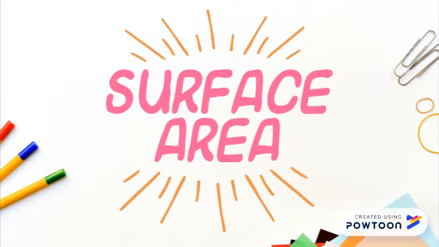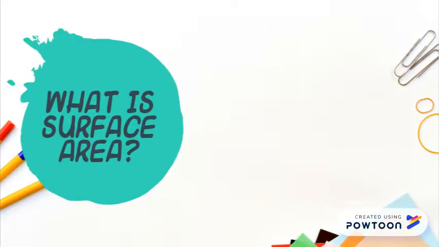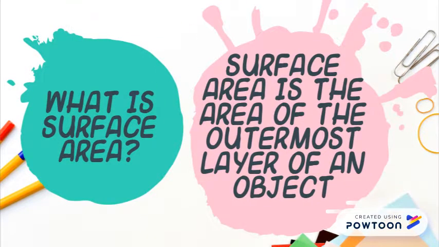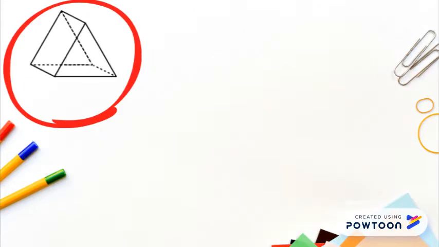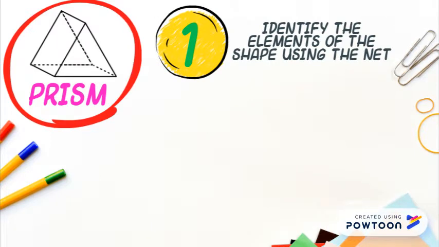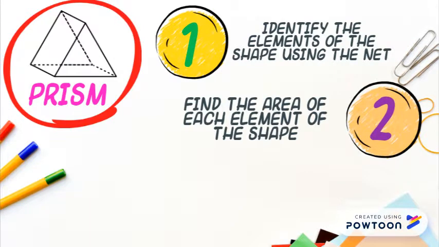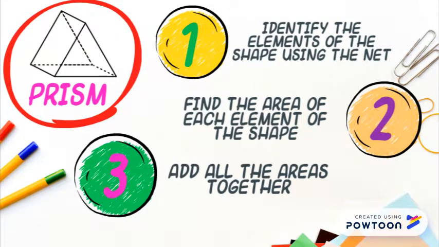Now let's move on to surface area. First, let's define it. Surface area is the area of the outermost layer of an object. We will start with prisms. Your first step is to identify the elements of the prism using the net. By clicking on the number 1, you will be taken to an external program where you can view the nets of shapes. Your next step is to find the area of each element. By clicking on the number 2, you will once again be taken to a list of area rules. Finally, you need to add all of these areas together.